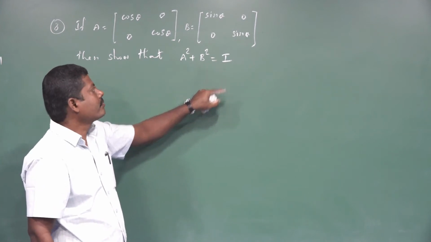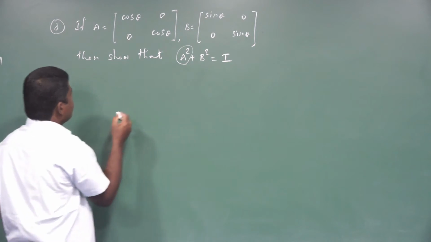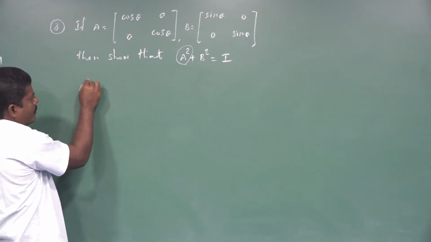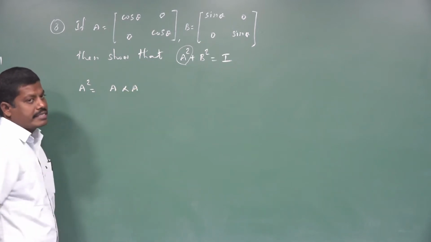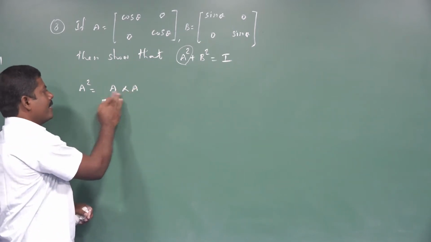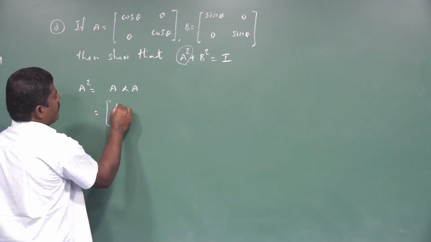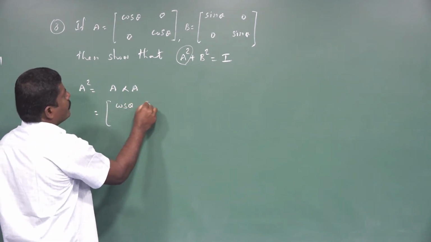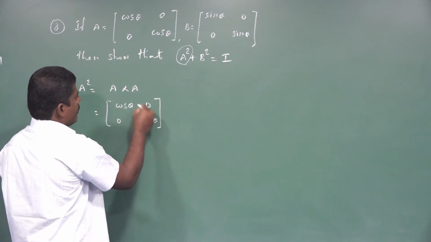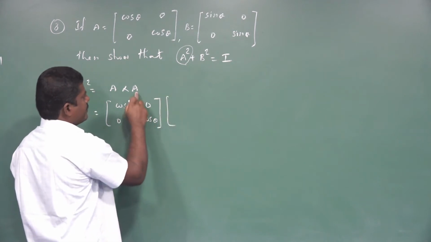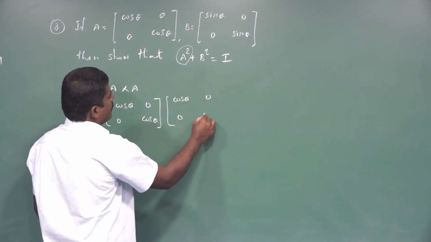Okay. So in this, first you want to find out A square. Now A square is equal to A multiplied by A. Now the matrix A is [cos theta, 0; 0, cos theta], multiplied again by the A matrix [cos theta, 0; 0, cos theta].